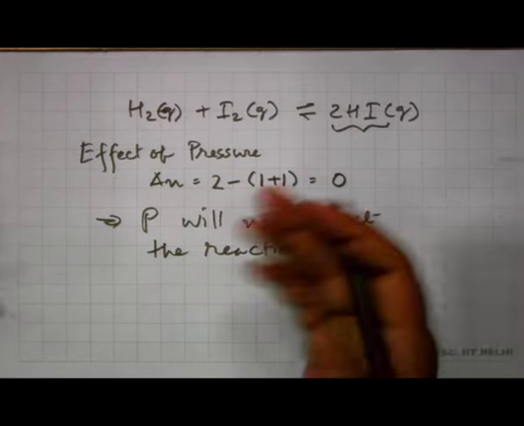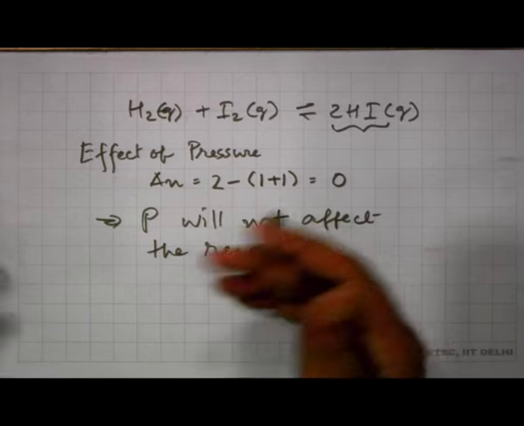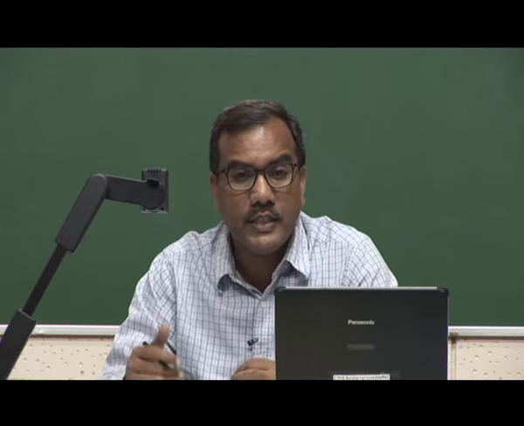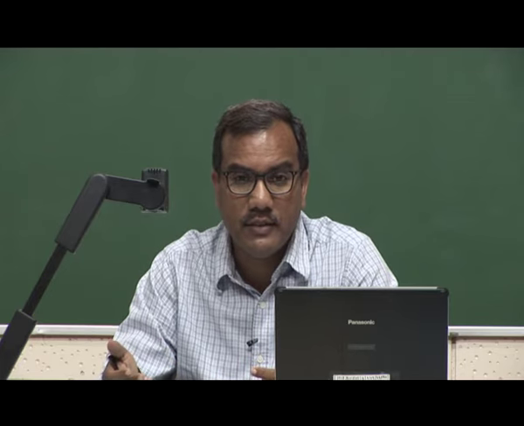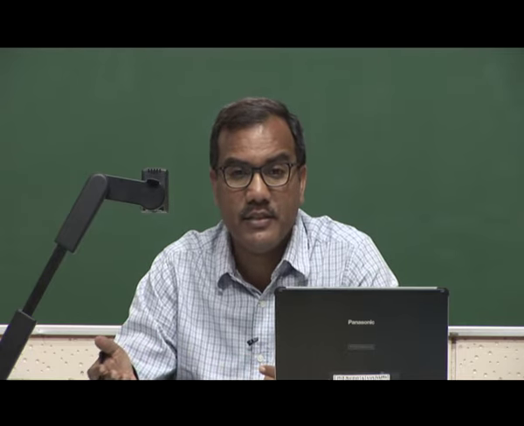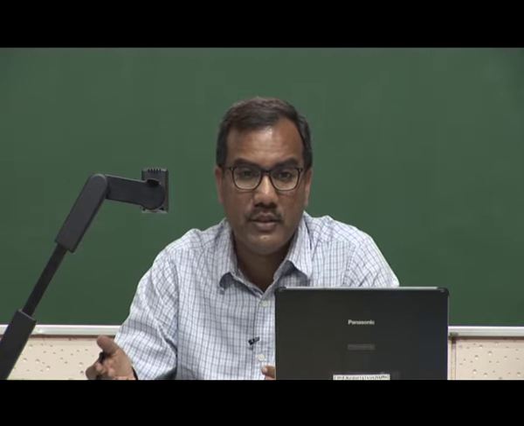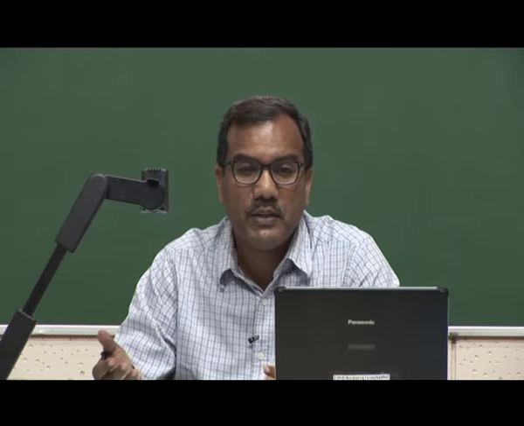If suppose we increase the volume to double, pressure will decrease, but since delta n is 0, there will be no effect of increasing or decreasing the volume, no effect of inert gas either, even at constant pressure, since delta n is 0. Only thing which can affect this reaction is temperature. So, if it is an endothermic reaction, the effect of temperature will be different, and if it is exothermic, the effect of temperature will be different.